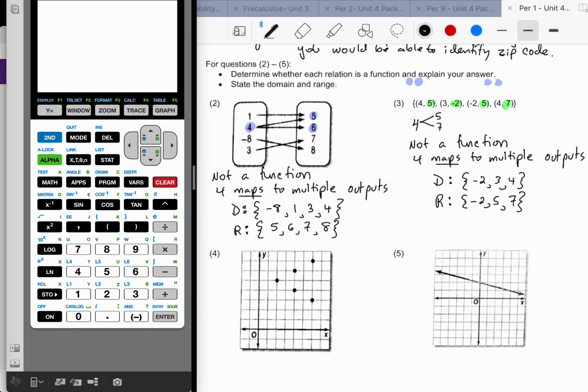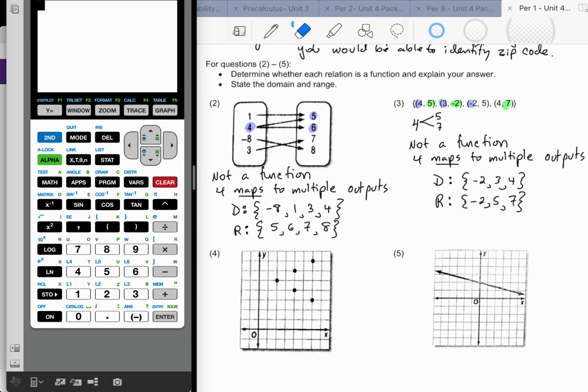All right. So let me see. So I don't need to highlight both of them. -2, 5, and 7 are the unique range values. For the domain, it's -2, 3, and 4. Okay, good. Do it too quick, you kind of lose track of things sometimes.